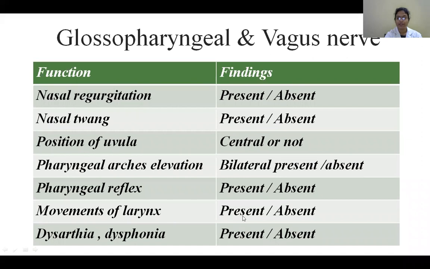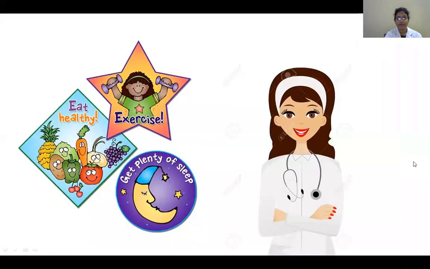Movements of the larynx, whether it is present or absent. At the same time, we look for swallowing, movements associated with swallowing, whether it is present or absent. Dysarthria, that is alteration in speech, and dysphonia. So by looking for all these points, we are assessing the glossopharyngeal and vagus nerve together.